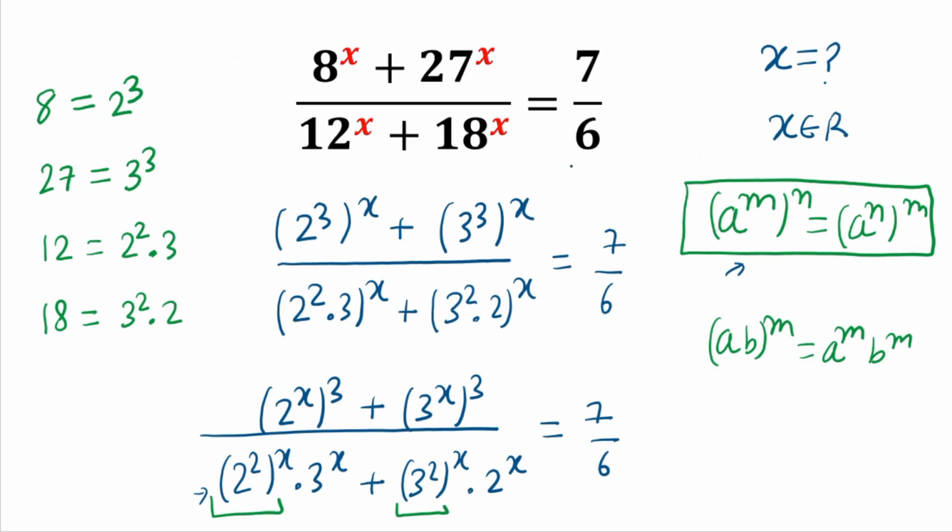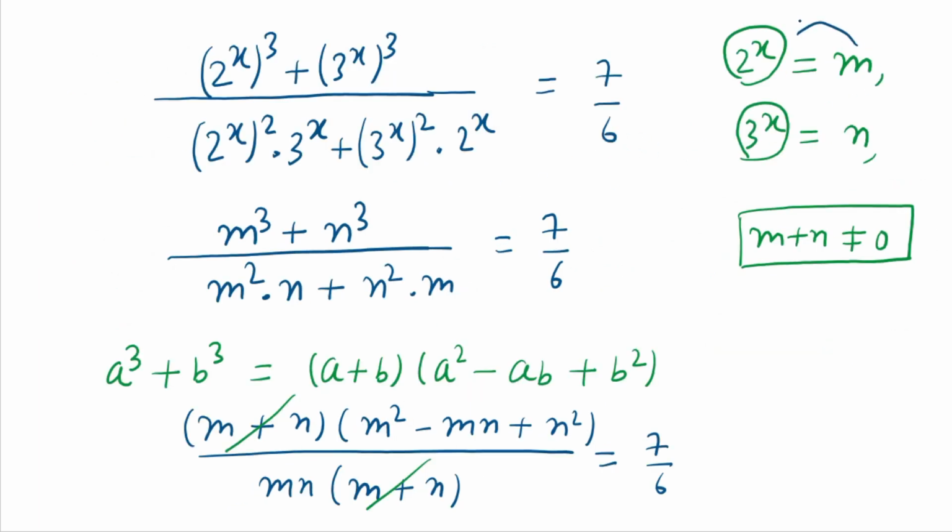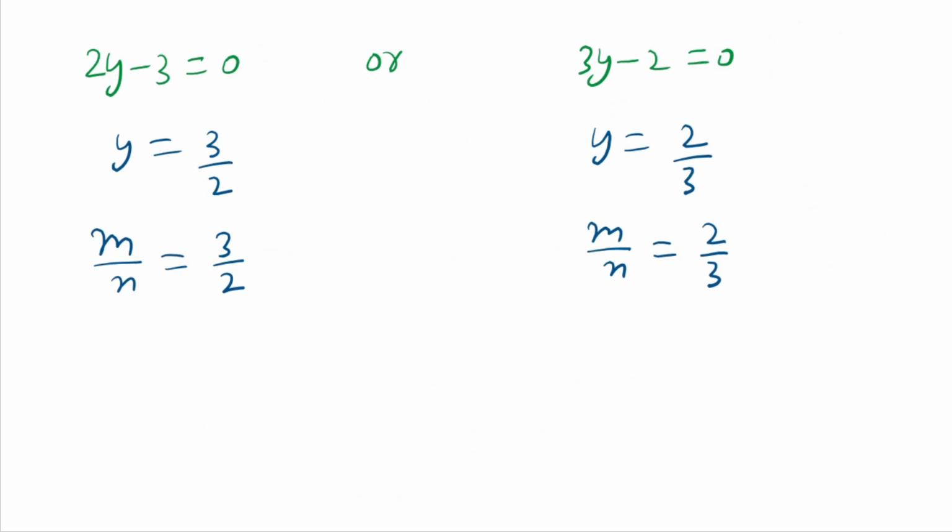And recall, we know that the value of m is 2 to the power x and the value of n is 3 to the power x. So this m is replaced by 2 to the power x, n is replaced by 3 to the power x. This is equal to 3 over 2. And here this m is replaced by 2 to the power x and this n is replaced by 3 to the power x. This is equal to 2 over 3.